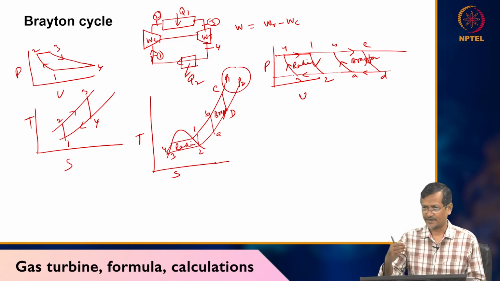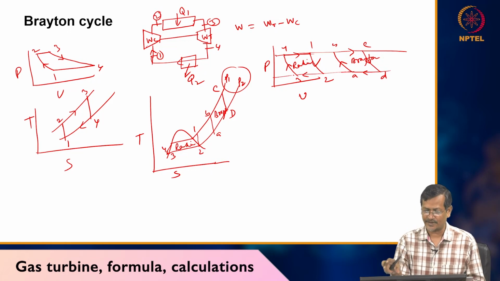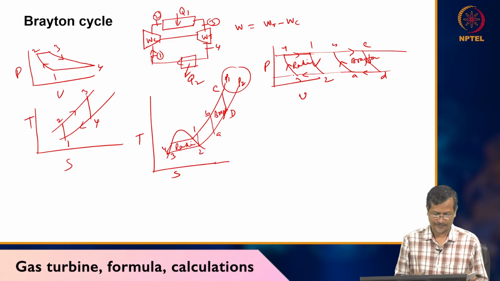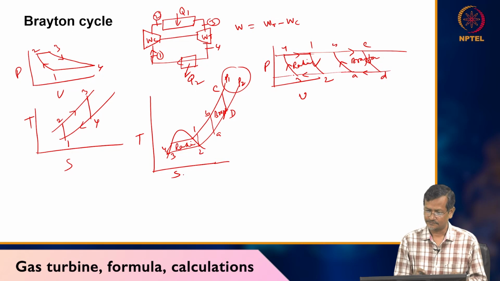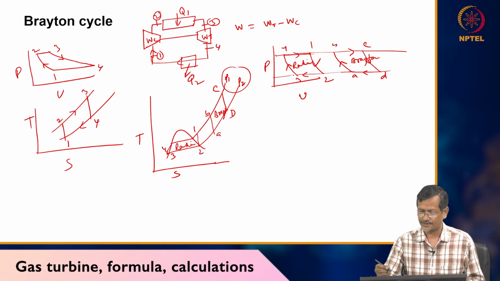Brayton cycle works at higher temperature, so there is no condensation, no two-phase region. But Rankine cycle will have a two-phase region. That's why this vapor envelope will come, and the mixture region will come in between. So the Rankine cycle diagram will be like this.